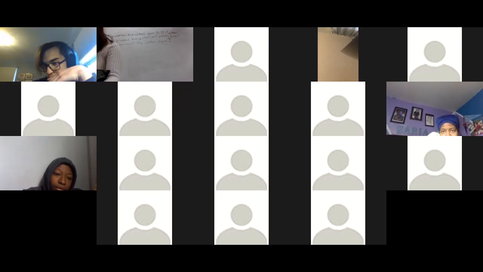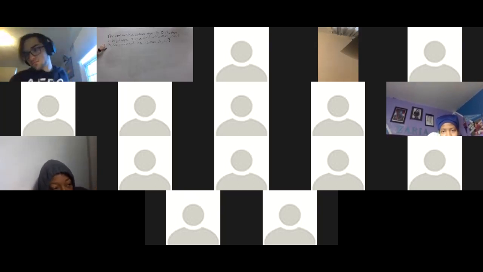So on the board, we have our first example. And let me know if you guys can't see something. So the current in a clothes dryer is 15 amps when it is plugged into a 240 volt outlet. What is the power of the clothes dryer?